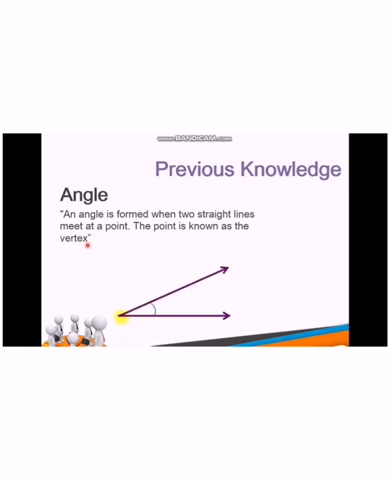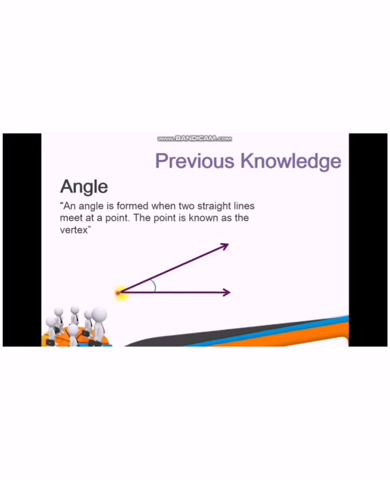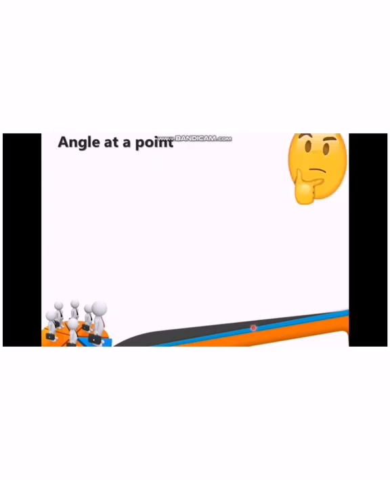First of all, everyone knows what is an angle. An angle is formed when two straight lines meet at a point. The point is known as the vertex. We have two lines and these lines meet at this point. This point is called the vertex. Its best example is the pizza piece. This point is the vertex.